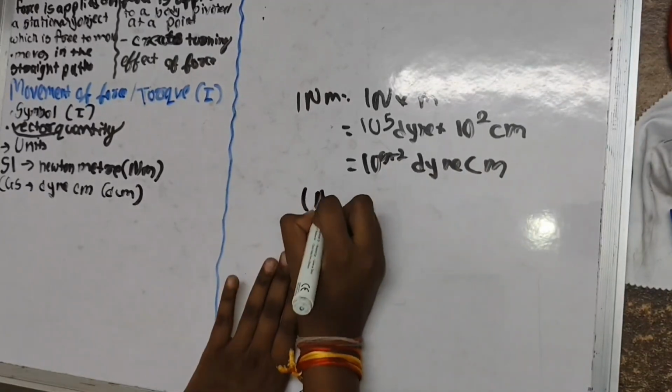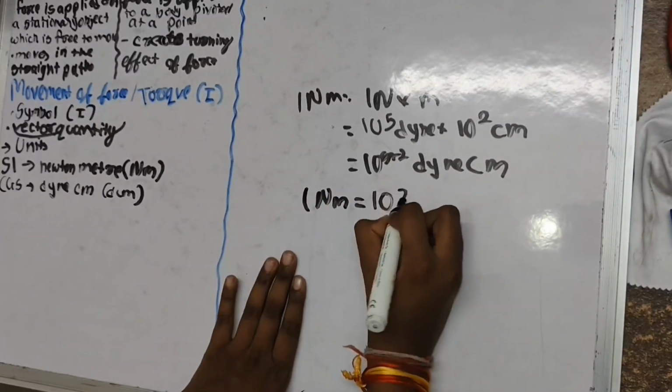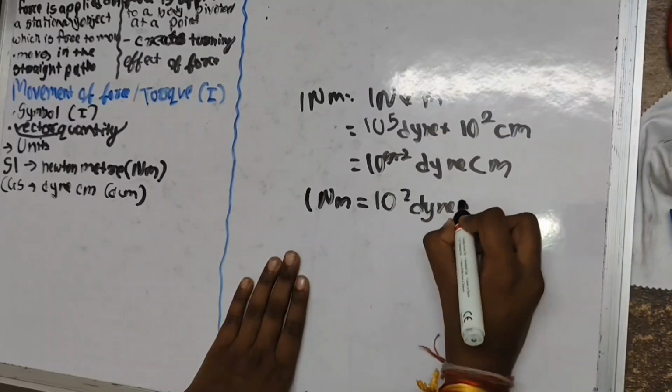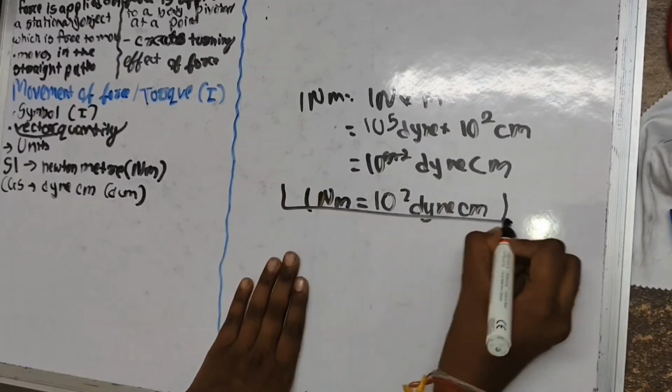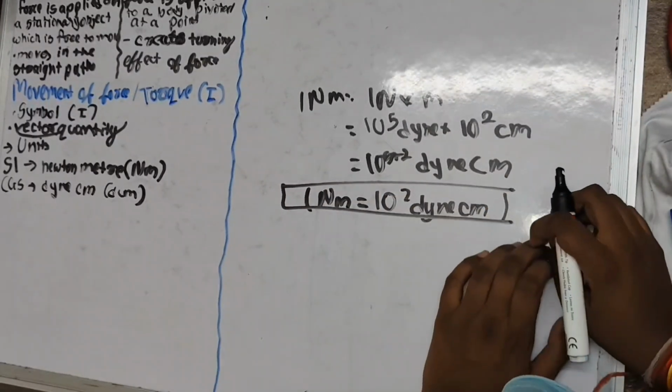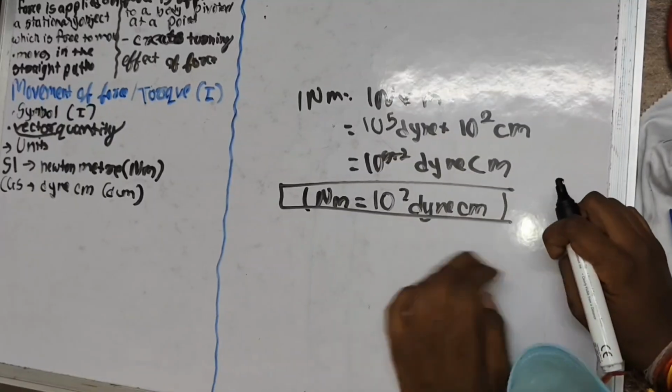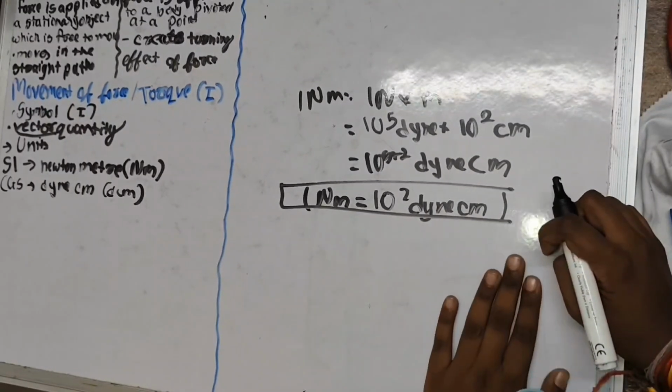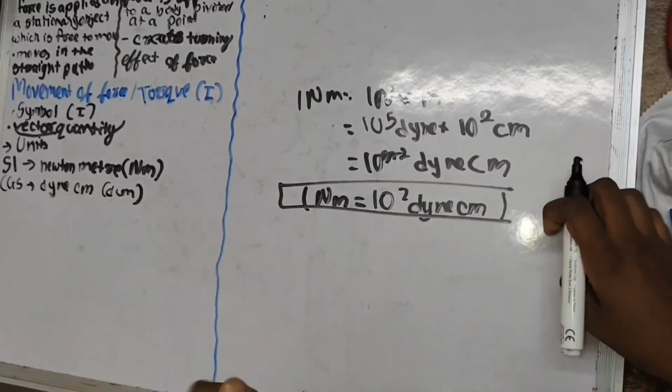So 1 Newton meter is 10 raised to 7 dyne centimeter. So this is the relationship between the SI unit and CGS unit of torque. So let us write it.